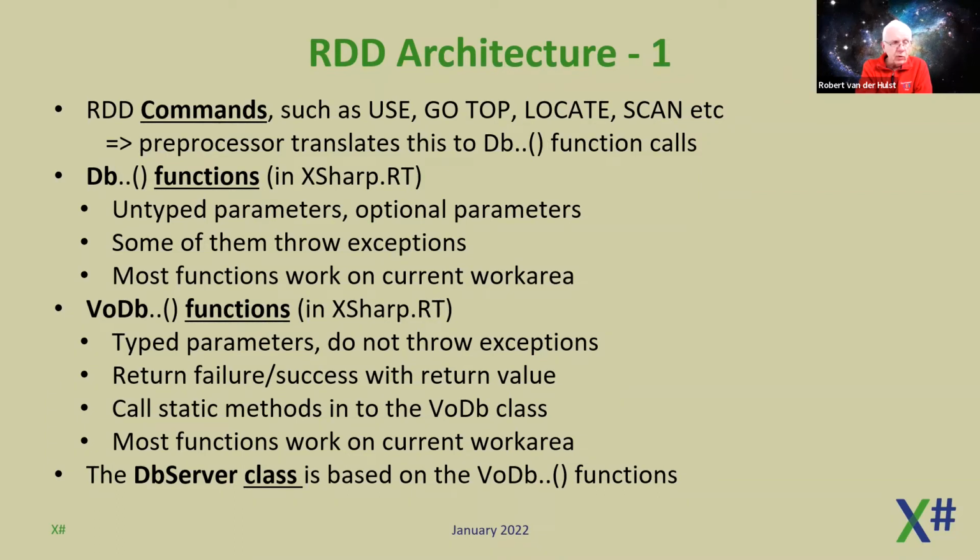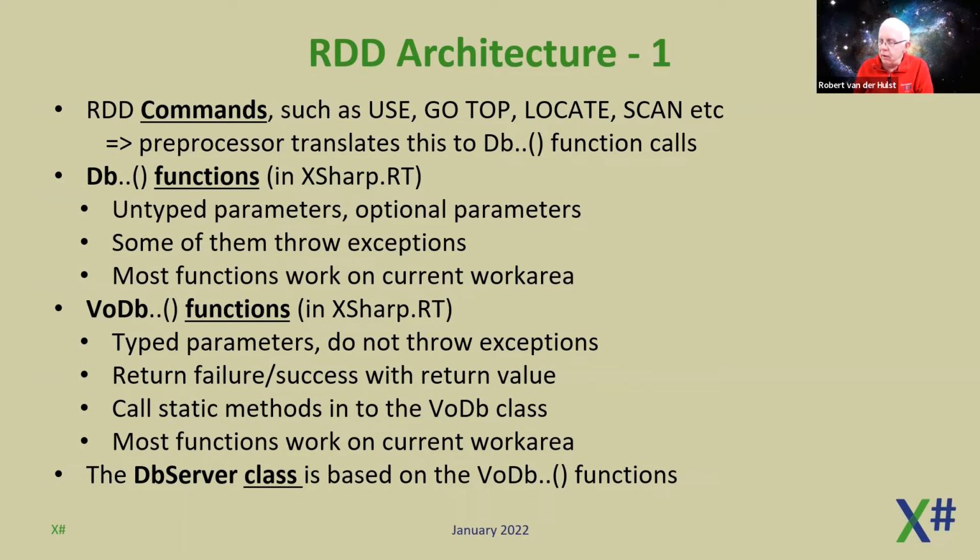Visual Objects introduced an extra layer, called the VODB functions, with typed parameters. So these functions are different from the functions in the DB group, not just because of the type parameter, but also because when there's a failure, they don't actually throw exceptions or errors, but they return false. So it is up to you, if you use these functions, to actually decide what to do.